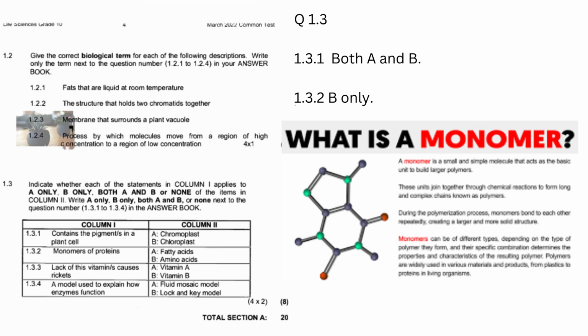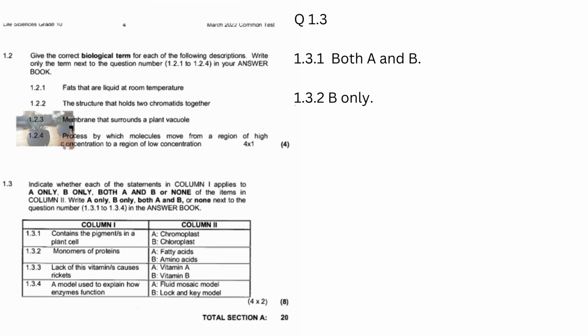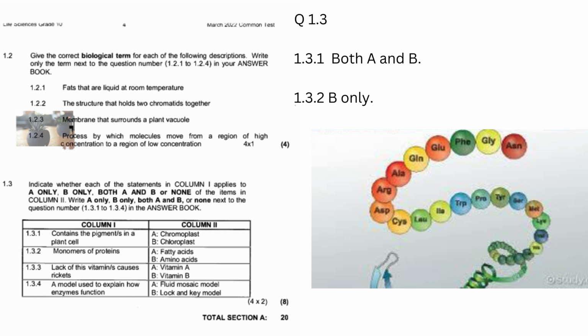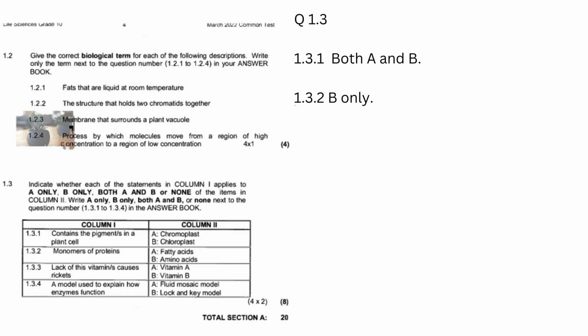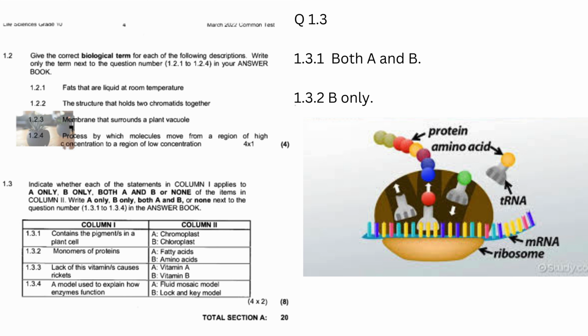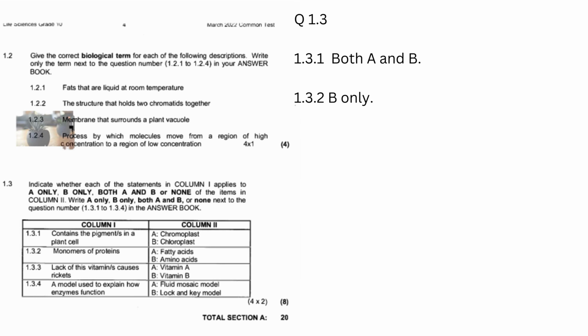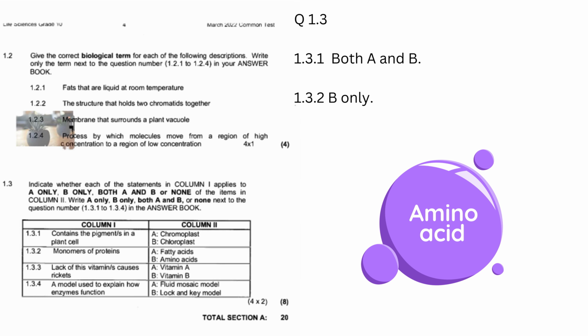Now imagine a protein like a long chain or a wall made of bricks. What are the bricks? Amino acids. Fatty acids are building blocks too, but for fats, not proteins. So if the question says monomer of protein, your brain should immediately say amino acids. So the answer is B only.